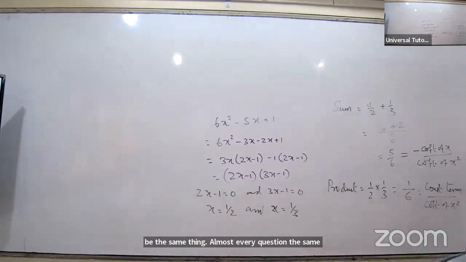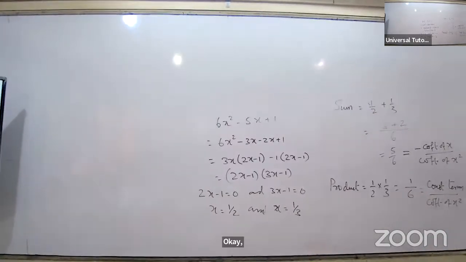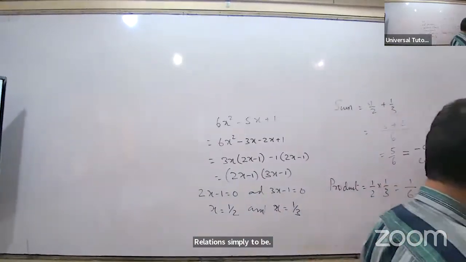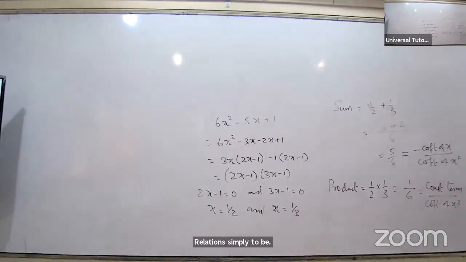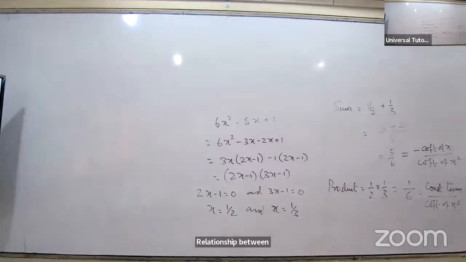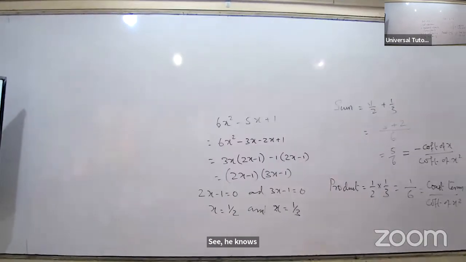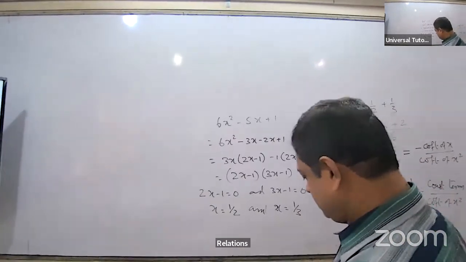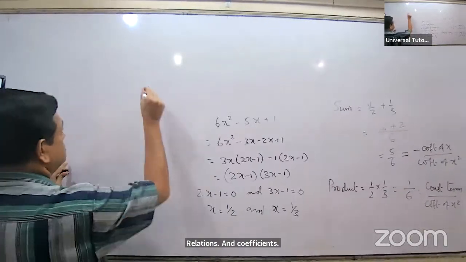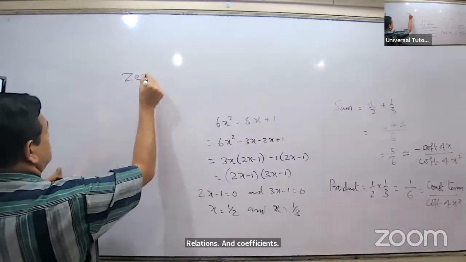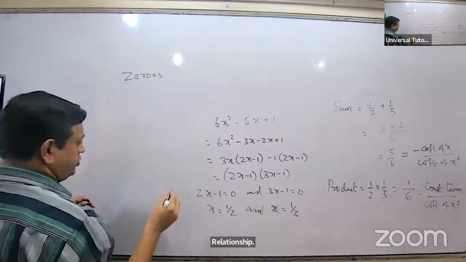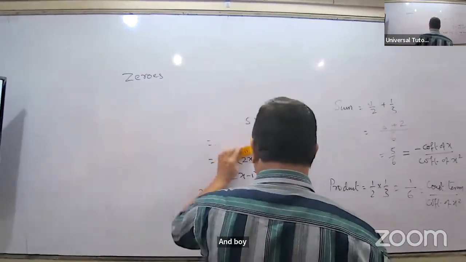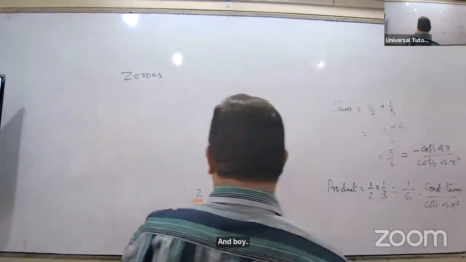So write the heading: Relationship between zeros and coefficients of a quadratic polynomial.